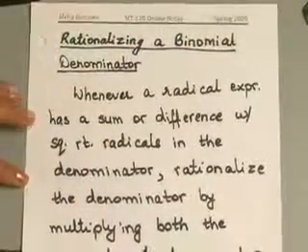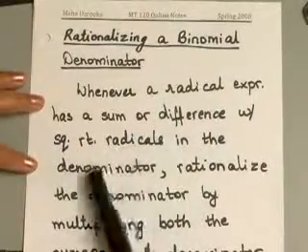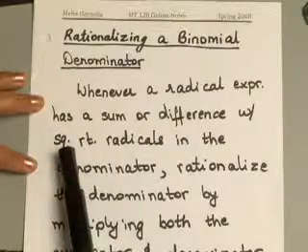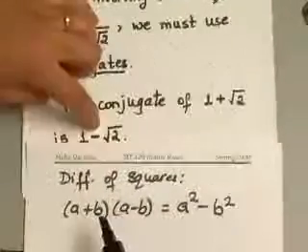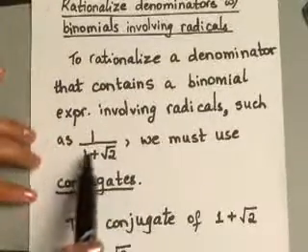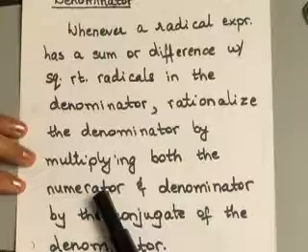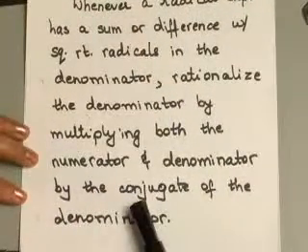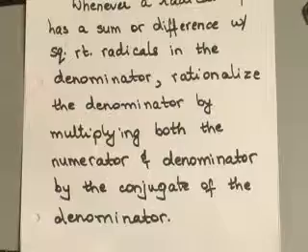Okay, so it says whenever a radical expression has a sum or difference with square root radicals in the denominator. Okay, and this is important. It should be square root radicals. If you have a square root, we're talking about difference of squares. With radicals such as the denominator, rationalize the denominator by multiplying both the numerator and denominator by the conjugate of the radical as a sum or difference in the denominator. Okay, so let's go ahead and try and apply this to an example here and see how to rationalize a binomial denominator.